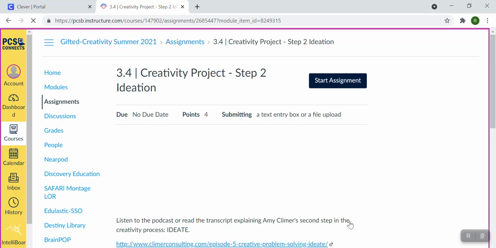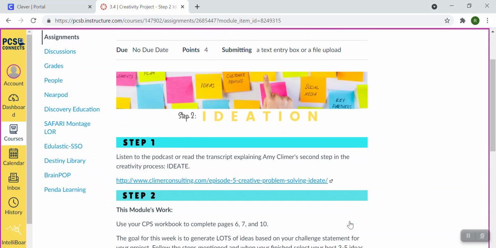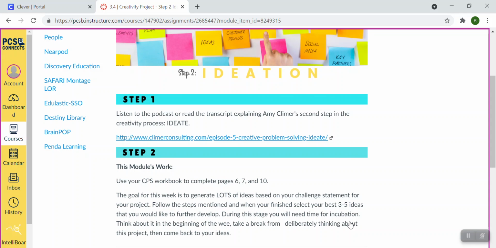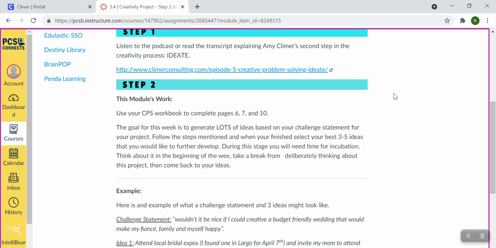Then we're going to quickly talk about ideation, and this is the next step in our creativity project. And here you're going to listen to Amy Clymer's podcast about ideate. And then you're going to look at your CPS workbook, pages 6, 7, and 10. And I think only one of them asked you to do something to type in. The rest of them are like, here's how you are creative and take notes and brainstorm. And really, ideate is brainstorming.